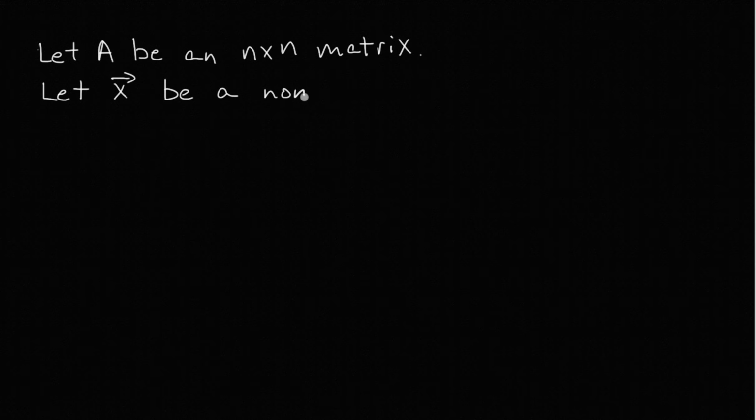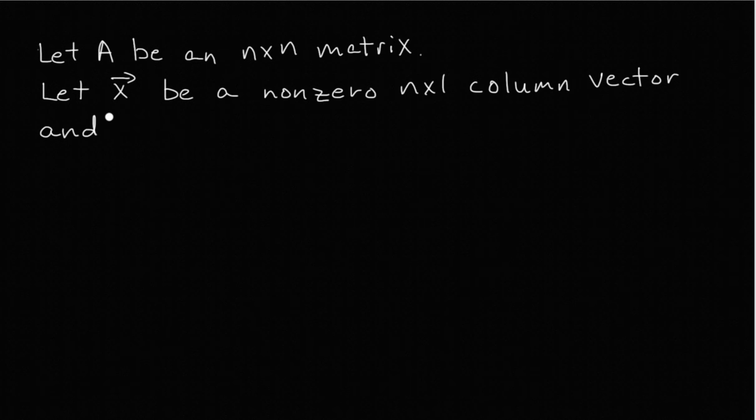Now we're going to let the vector x be a non-zero n by 1 column vector. A non-zero n by 1 column vector. So because it's a column vector, it's going to have only one column, but it can have as many rows as it wants to. And we'll let lambda be a scalar. Now, because lambda is a scalar, that means that lambda is just going to be a real number.